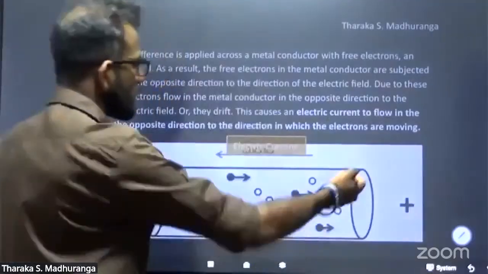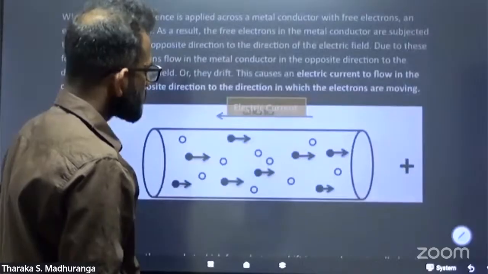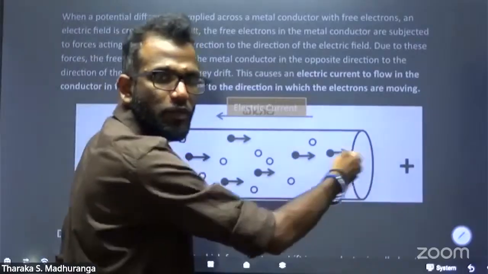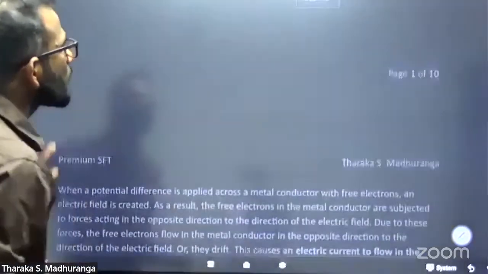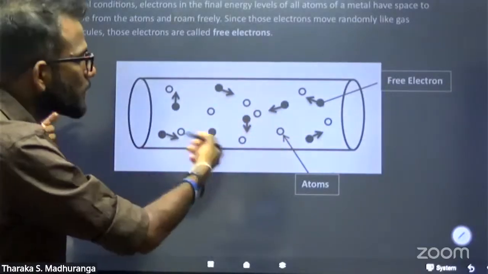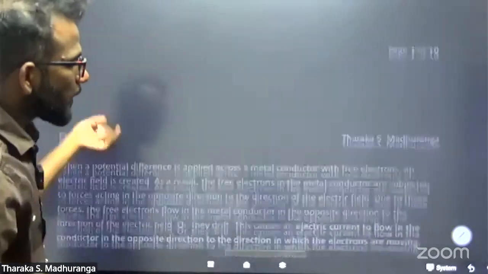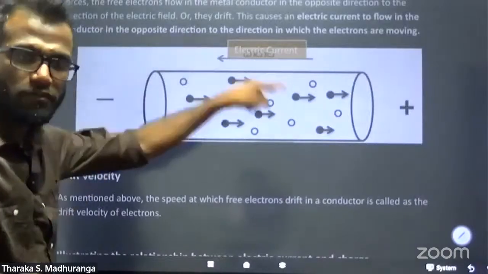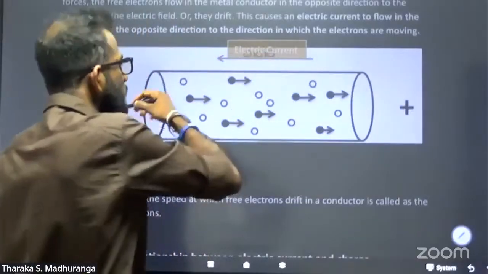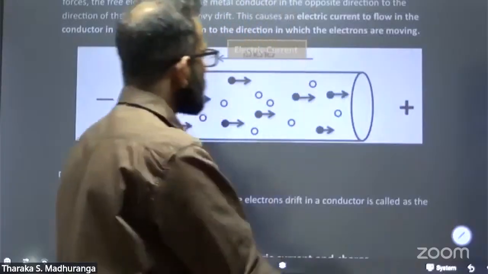Now you can see that is a potential difference. Positive and negative charge, these electrons start to move. Now, if there is no potential difference, no battery connected, they are moving randomly, in no direction. If a battery is connected, it has potential difference. Therefore, due to this potential difference, electrons move from minus to positive, that we call electron current.